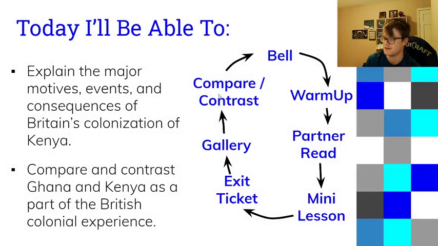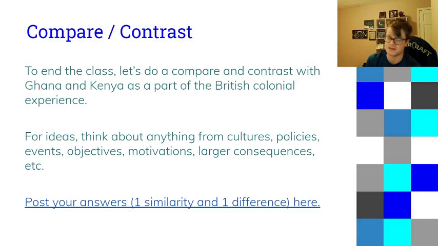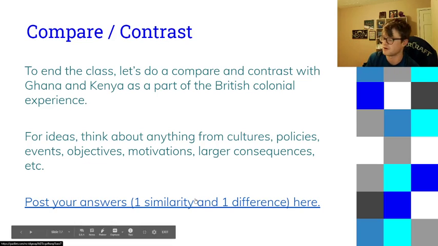So to end the block, I've got a little exit ticket here for you. Go ahead and do that. You'll realize it's pretty familiar once you do it. And then to end the block, you're going to do a little compare-contrast between how the British ran, because now we talked about 2 British colonies in Africa, Ghana and Kenya. I'd like you to compare-contrast them.